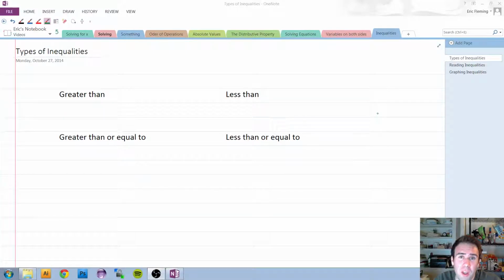Today we're going to talk about differentiating our inequalities, knowing the difference between less than, greater than, less than or equal to, greater than or equal to. These are just the four standard inequalities, but there are pretty cool other inequalities out there that maybe I'll get a chance to introduce you to. But for right now, let's just stick with our basic four.